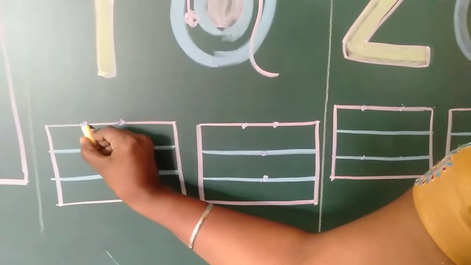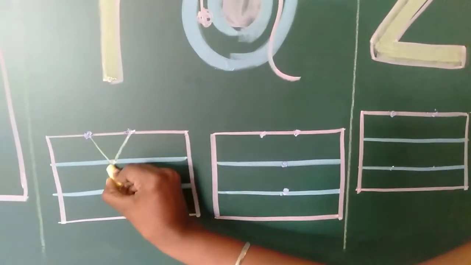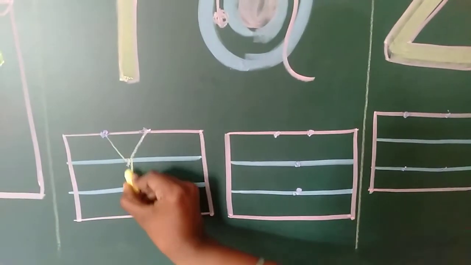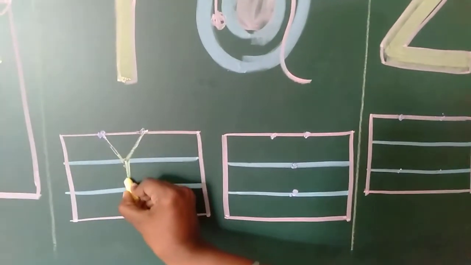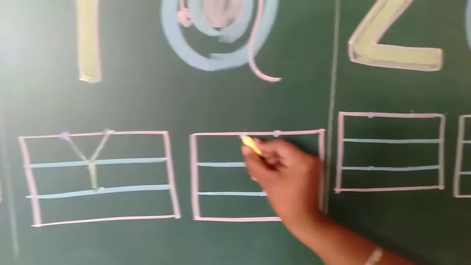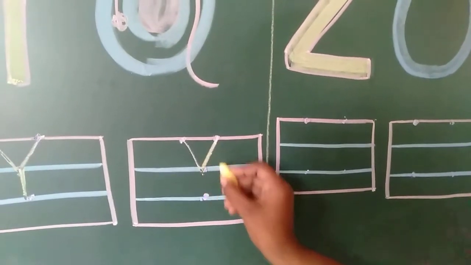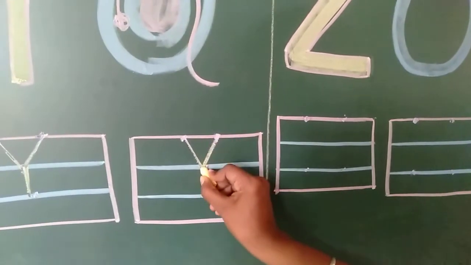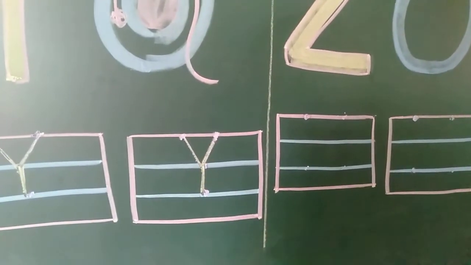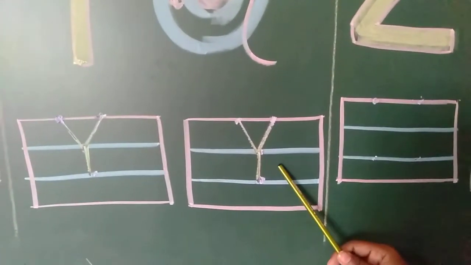Okay, let's start. See, slanting line, standing line. Okay, Y, slanting line, standing line. Y, red to blue, slanting line, red to blue, slanting line. Then standing line. Y for yo-yo. Y for yo-yo. Now we will see how we can write this Y in our new format 4-line notebook.